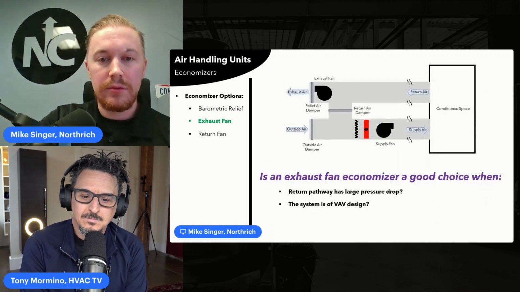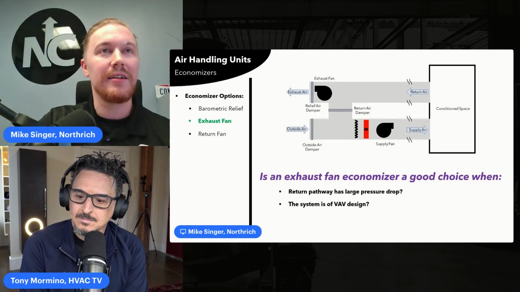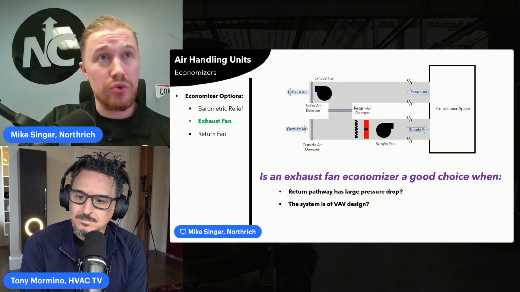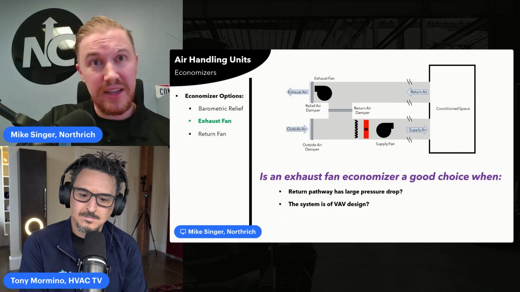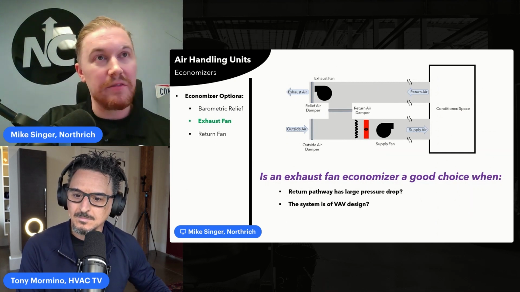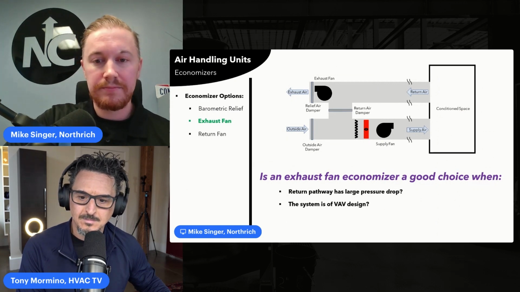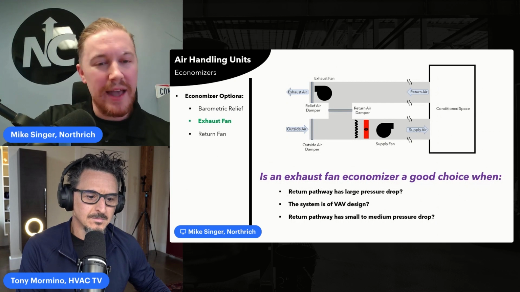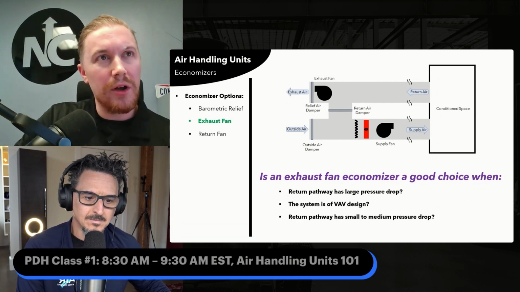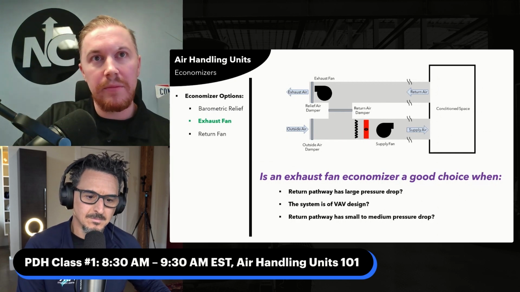What about when the system is a VAV design? Well, that's a great option for an exhaust fan economizer. Again, we're controlling that exhaust fan based on space pressurization. So the varying airflows that we'll see out of VAV boxes tie up well with an exhaust fan economizer. And another generalized term here, small or medium pressure drop. We don't want to overextend ourselves on a high pressure drop with an exhaust fan economizer.